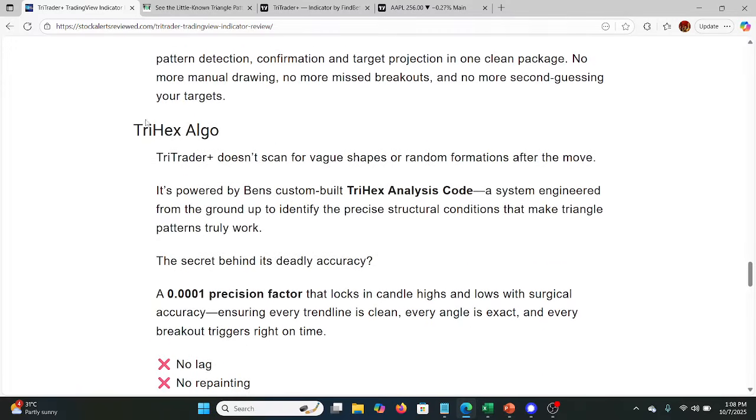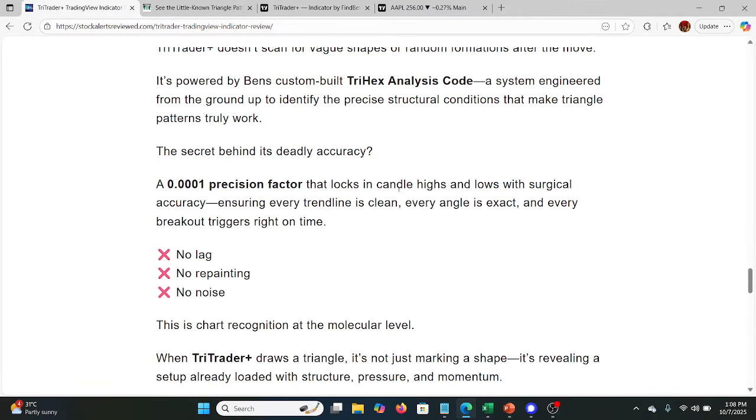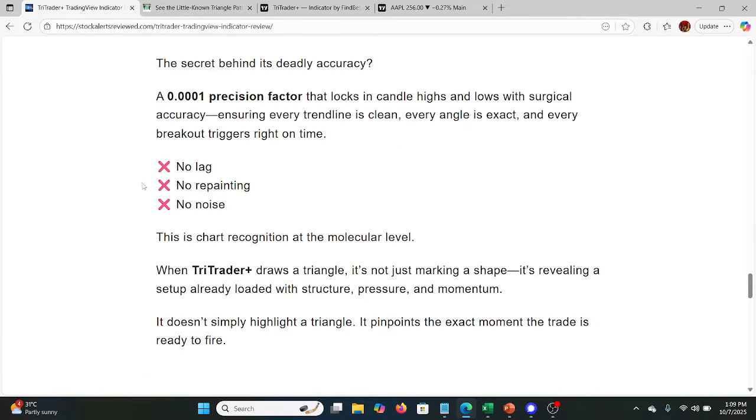Basically, he uses this thing called a TriHex algo. It doesn't just scan for random shapes or random formations. It looks with very high precision for candle highs and lows with very high accuracy. Every trend line is clean, every angle is exact, and the breakout triggers right on time. From what I've seen of testing this system, I don't see any lag, I don't see any repainting, and I don't really see much noise in the signals either, so it's pretty good.